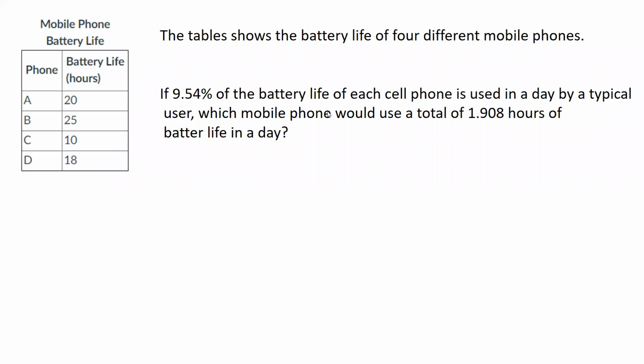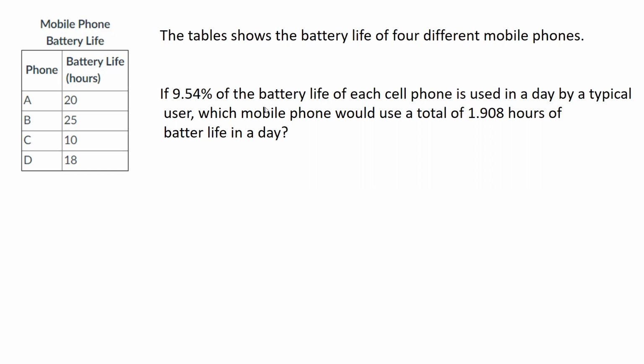Hey guys, so before you take your little assessment today, I just wanted to go over these particular questions right here. So number one, this first one shows a table that shows the cell phone battery life of 4 different phones. It says if 9.54% of the battery life of each cell phone is used in a day by a typical user, which mobile phone would use a total of 1.908 hours of, should say battery life. It says batter, but it should say battery life.